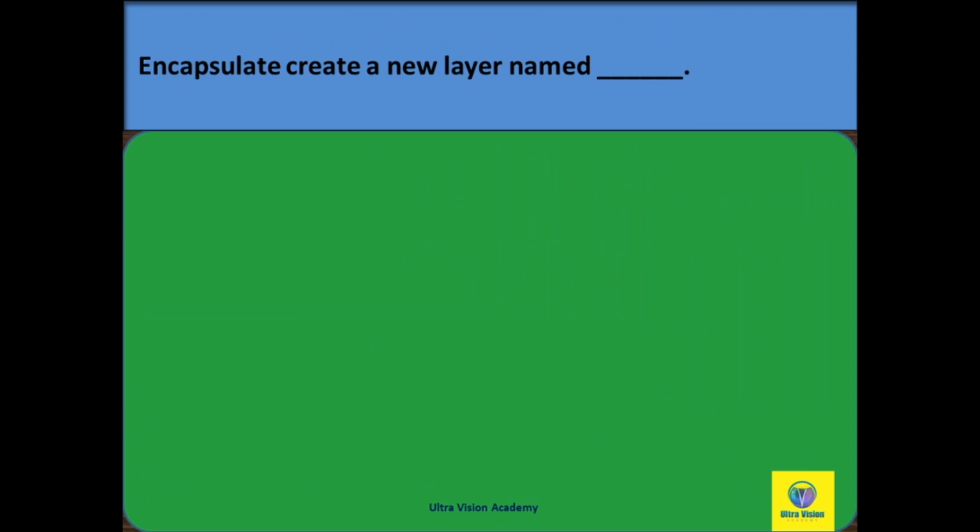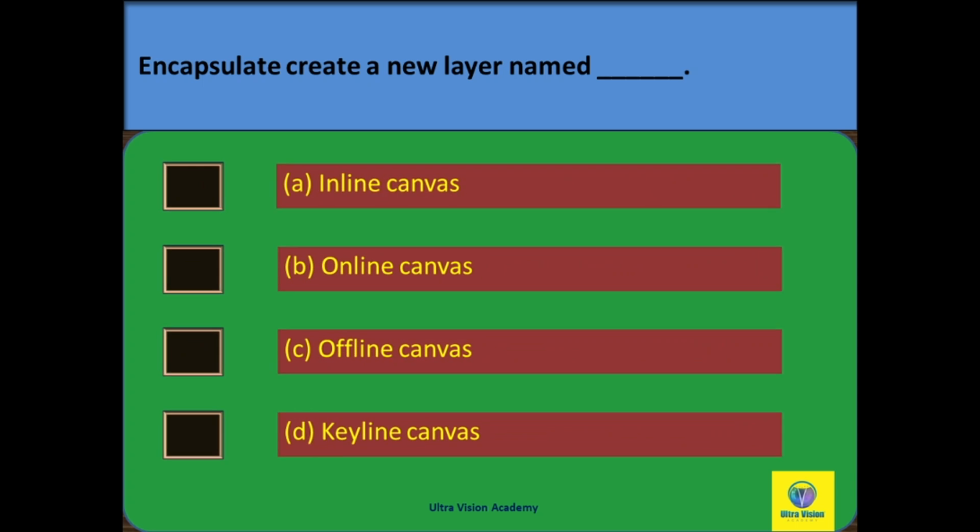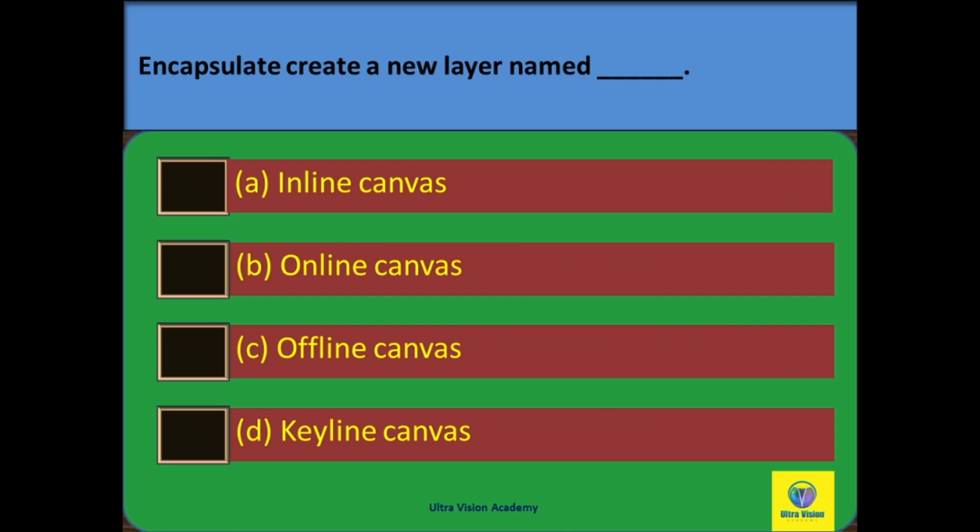Encapsulate creates a new layer named dash. So when you select two layers using Control key and then right click over there and select encapsulation option, it will display a new name. So what does it show as new name? Inline canvas, online canvas, offline canvas or keyline canvas? Well, the answer is inline canvas.